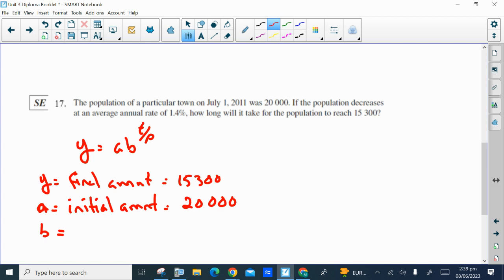B is the growth rate. Now, this is why this is a standard of excellence question. It said it's decreasing by 1.4%. B, though, is not what it's decreasing by, it's what the population is being maintained by. If it's decreasing by 1.4%, that means it maintains 98.6% of its population. That's the number you have to use. So B is our growth factor, which in this case will be 98.6% or 0.986.